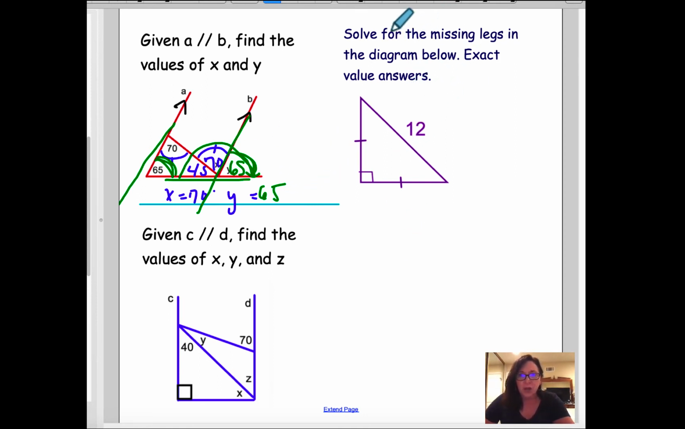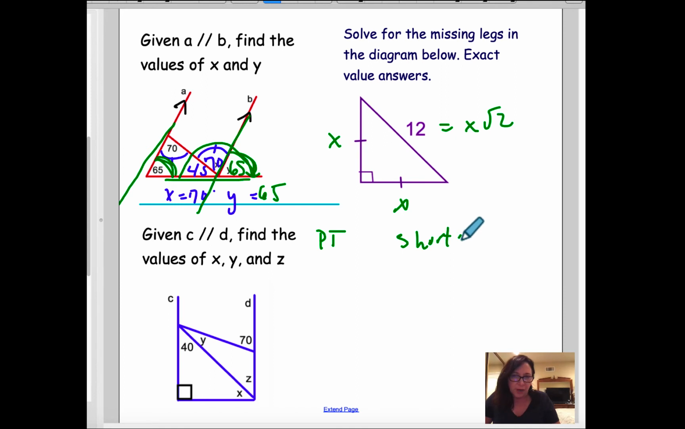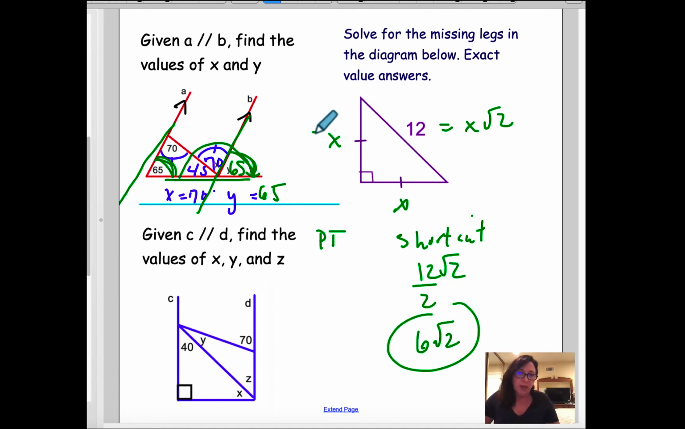For this one, find the missing legs, right? X, and this equals x root 2. Now I showed you another way. Like I showed you 3 ways to do this. The first way is to use Pythagorean theorem. The second way is to use the shortcut, and the shortcut is basically take 12, divide by 2, and multiply by root 2. And that third, the extra sides are 6 root 2. So I know that these are 6 root 2 because that's a little shortcut.